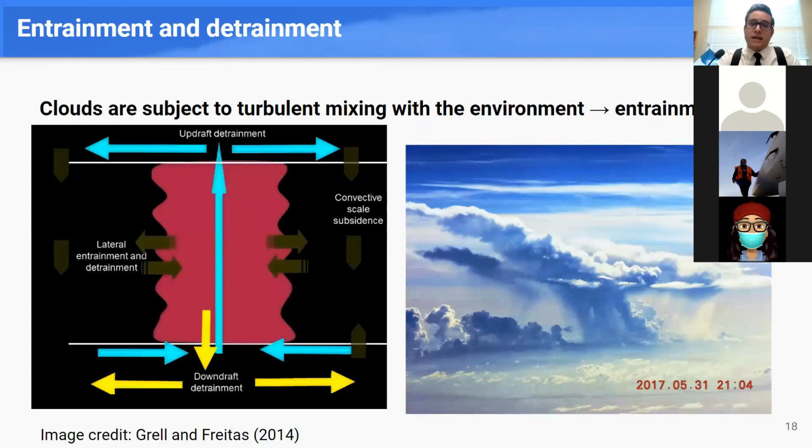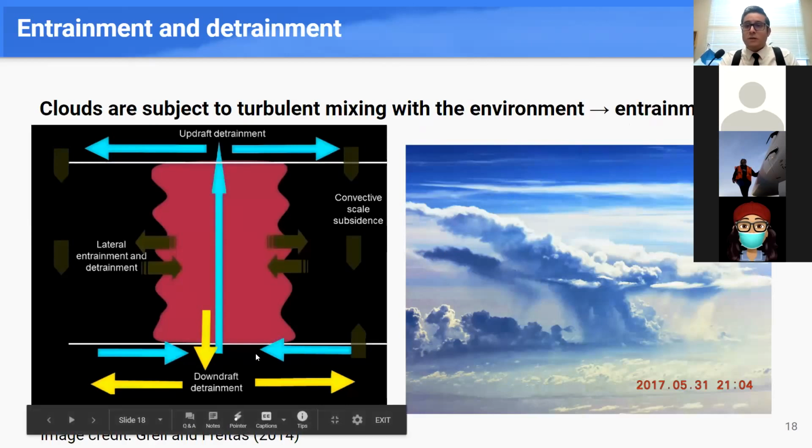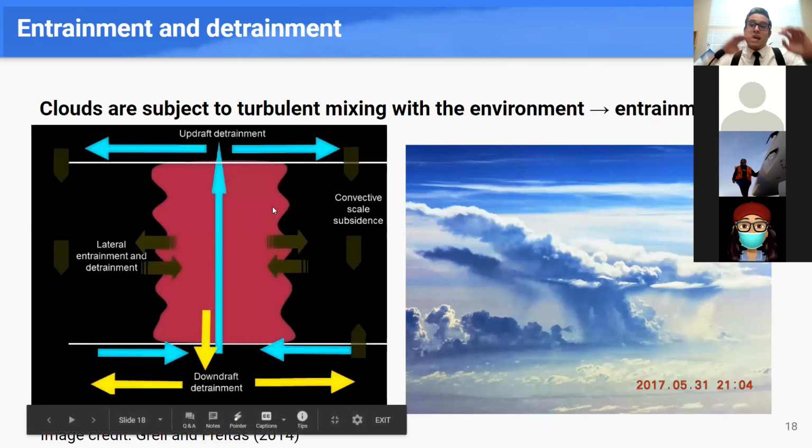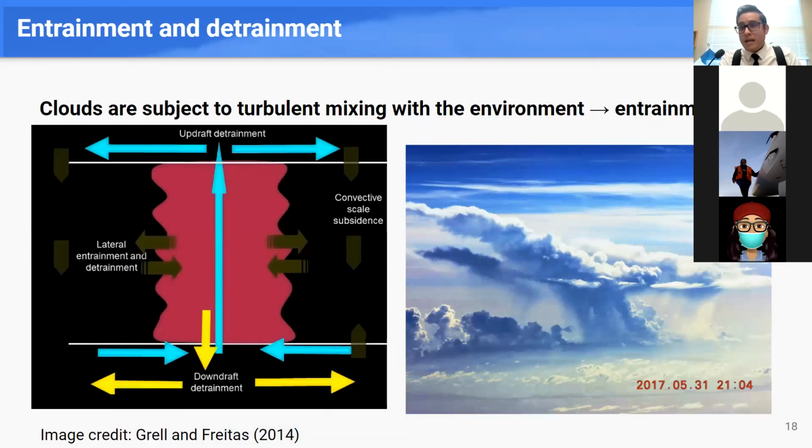What is the problem with that? Clouds are subject to turbulent mixing with the environment. And this turbulent mixing, we will call it entrainment. So in the idealized model, entrainment only happens in the subcloud layer before it starts ascending and becoming a cloud. And detrainment only happens at the very top. But in the non-idealized way, as it happens in the tropics, the vertical ascent is not exactly perfectly adiabatic.